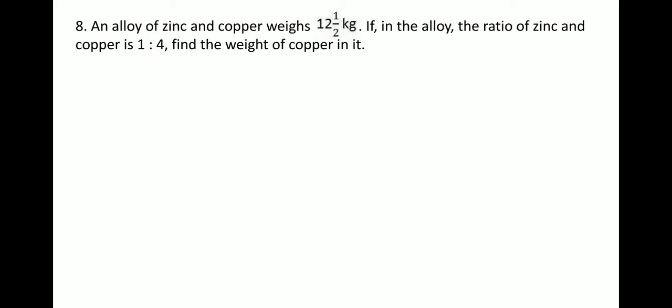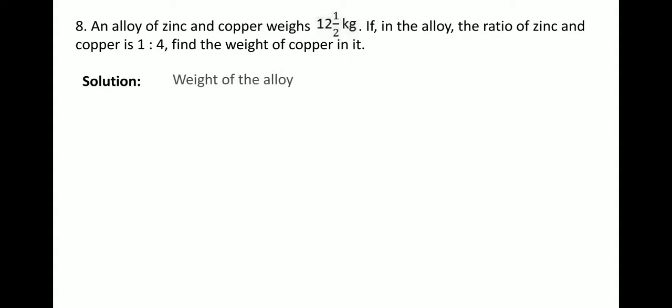So the alloy means the mixture of two or more than two elements. So over here, the mixture of zinc and copper is an alloy, okay, and its weight is 12.5 kg. So in this 12.5 kg, the ratio of zinc and copper is 1:4. So we need to find out how much copper is present in that alloy of 12.5 kg. So let's look at the solution.